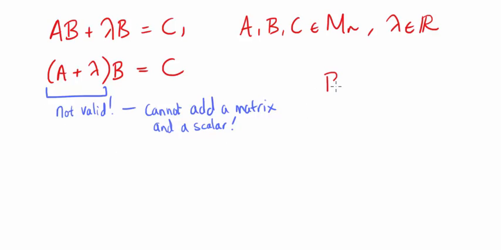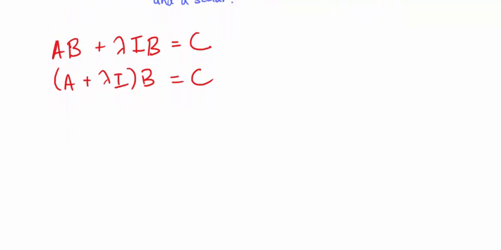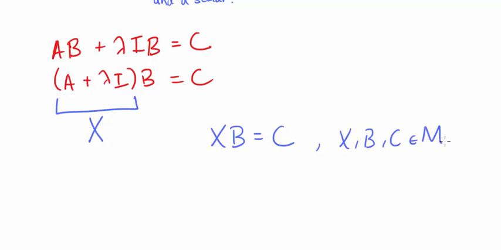Instead, we note that B is exactly the same as I times B, where I is the identity matrix that's the same dimensions as B. And so we can write this expression here as AB plus lambda IB is equal to C. And then we can group the expression like this. The grouping is perfectly valid since this quantity here involves adding a square matrix to a square matrix with the same dimensions. So this forms a new matrix which we could call X. And this gives us a problem of the form XB equals C, where all three of these matrices are the same order. Shortly, we'll learn how to solve problems of this type.